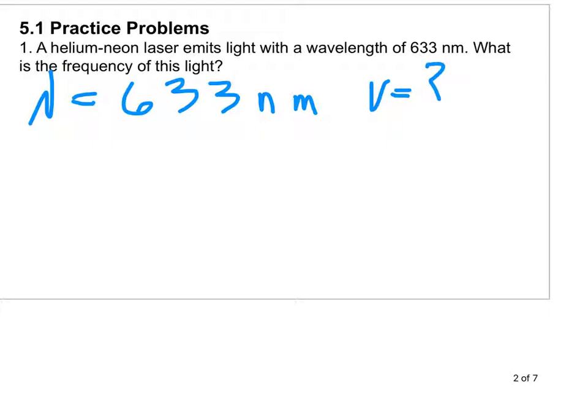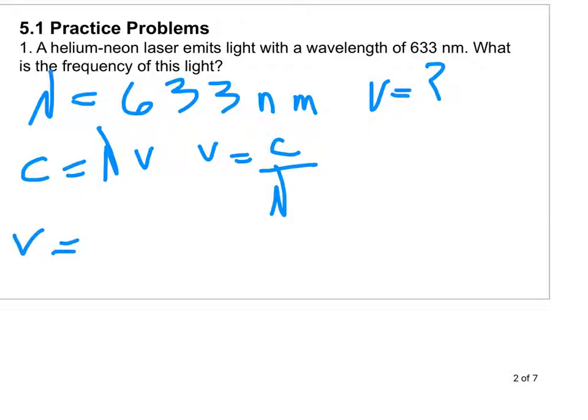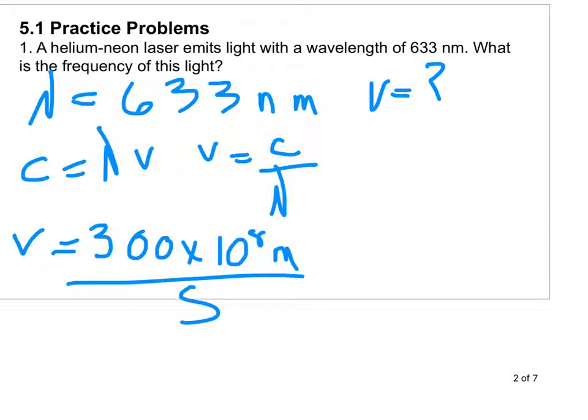So our basic formula is speed of light equals lambda nu, frequency times wavelength. We want to find frequency, so it's going to be speed of light divided by wavelength. So nu equals speed of light, which you should have memorized by now, 3.00 times 10 to the 8 meters per second, divided by 633 nanometers.